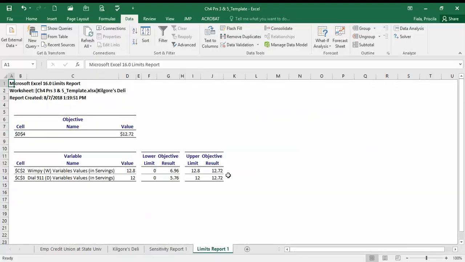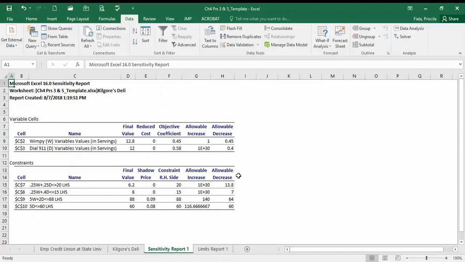So let's go ahead to your limits report, and it confirms 12.72. It's your optimal value. That would be your answer for B. The amount of the variables that you need would be 12.8 servings for Wimpy and 12 for Dial 911. So that would be for problem A.